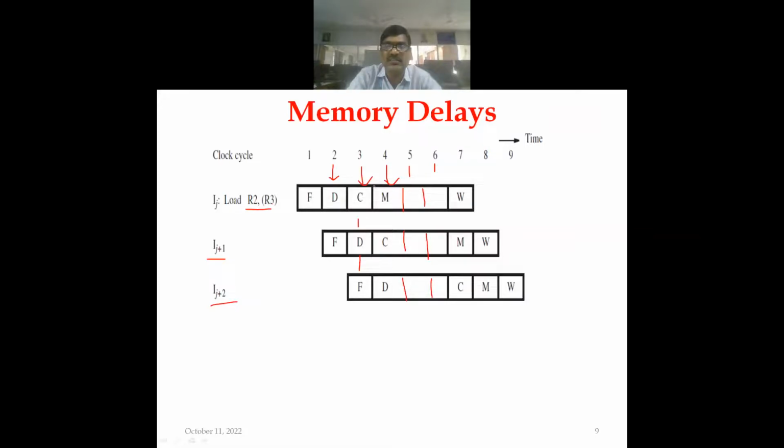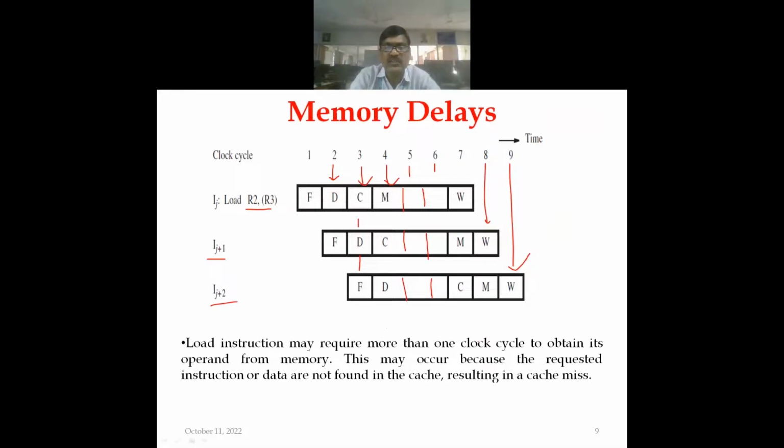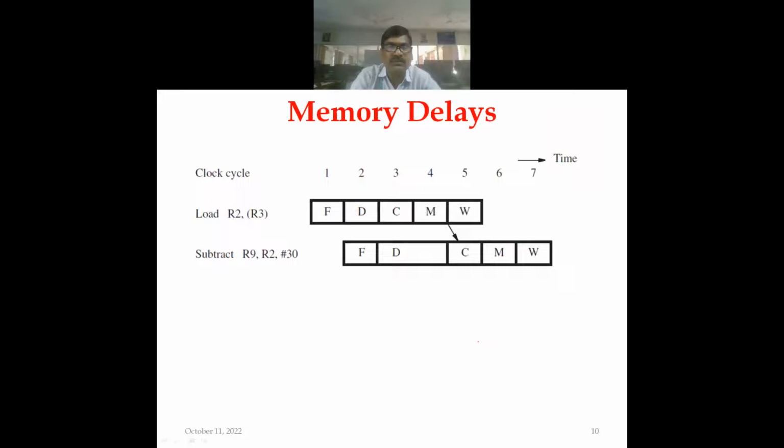Okay, so after that in the sixth we are performing the write operation, and in the eighth the second instruction Ij plus 1 is performing the write, and in the ninth clock cycle Ij plus 2 is performing the write operation. Fine. So a load instruction may require more than one clock cycle to obtain its operand from memory. This may occur because the requested instruction or data are not found in the cache, resulting in a cache miss. So we are making use of this memory delay.